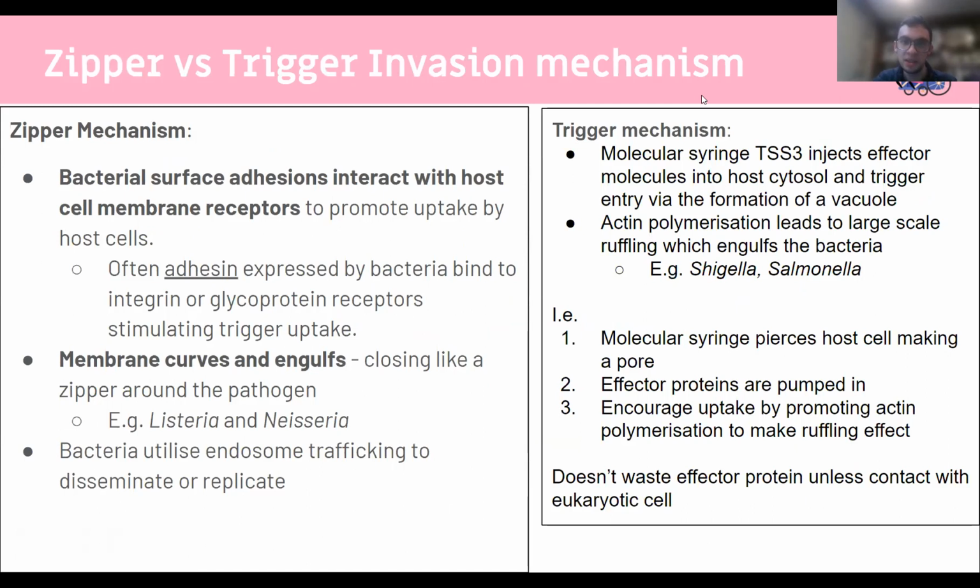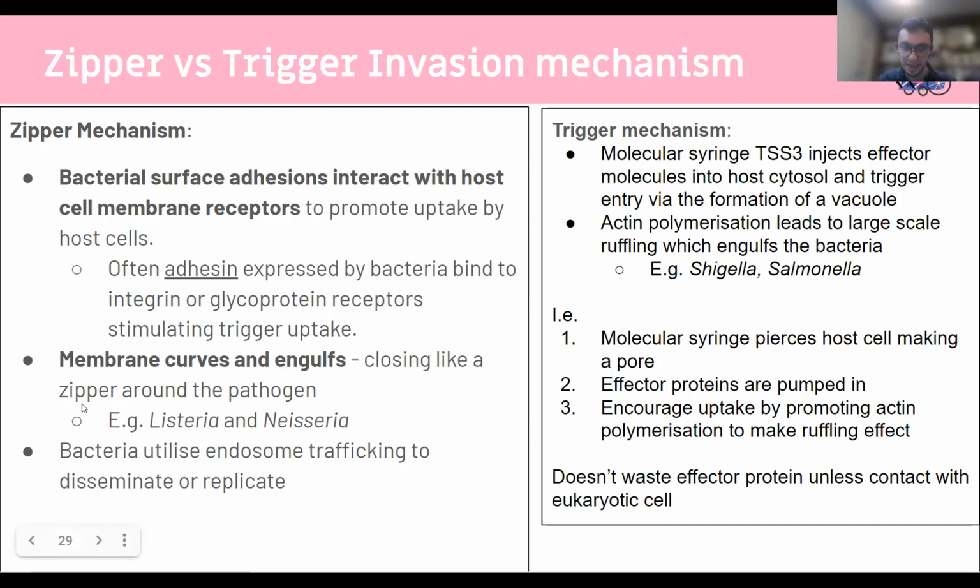There are zipper and trigger invasion mechanisms. These are the two prominent mechanisms of invasion in the human body. The zipper mechanism refers to a bacterial surface adhesin that interacts with a host cell membrane receptor to promote uptake by host cells. Often the adhesin is a protein expressed by bacteria, and it binds to integrin or glycoprotein and tricks the cell into taking it up. The membrane will curve and engulf, and that process looks like a zipper around a pathogen.